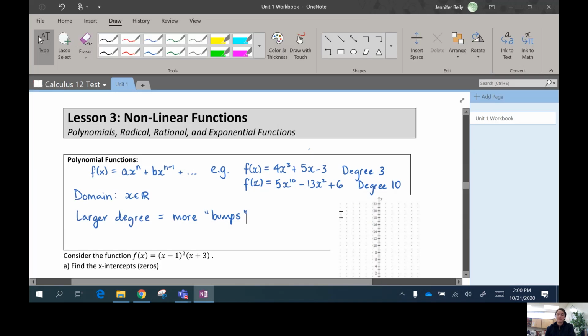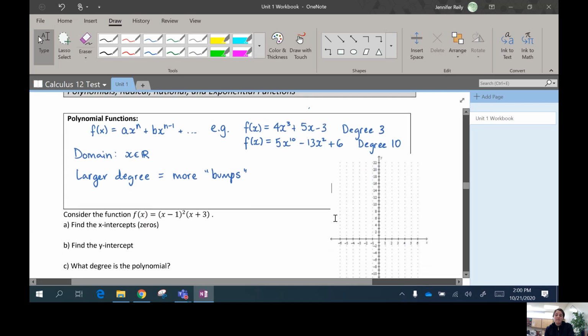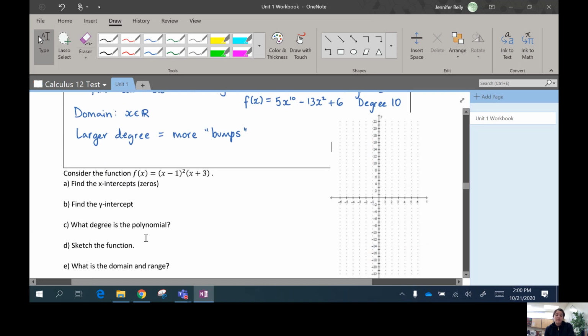There are lots of details to discuss in polynomials, and you do a whole unit on them in grade 12. The main thing I want you to be able to do is just recognize that something is a polynomial, maybe find the zeros, understand the domain is all real numbers, and that's about it.